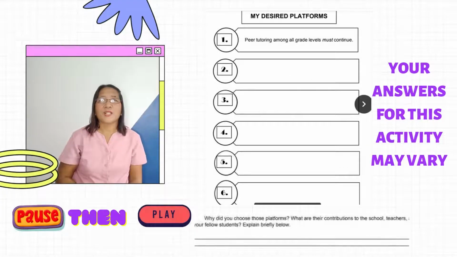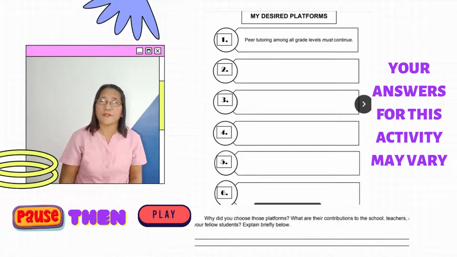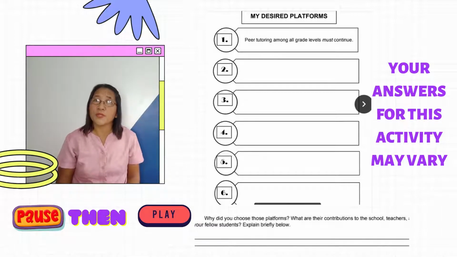Well done! Your next task is to accomplish the graphic organizer. Suppose there will be an election for Supreme Student Government in your school, and you will run as a president. List down your desired platforms as a candidate. In doing so, proper use of modals must be observed.